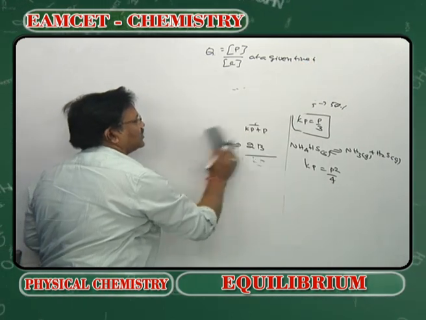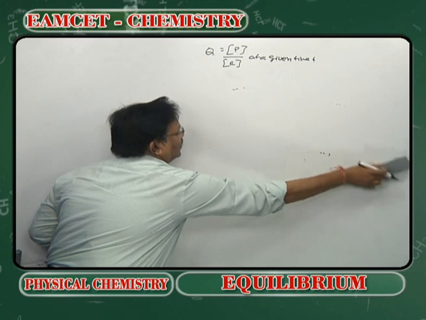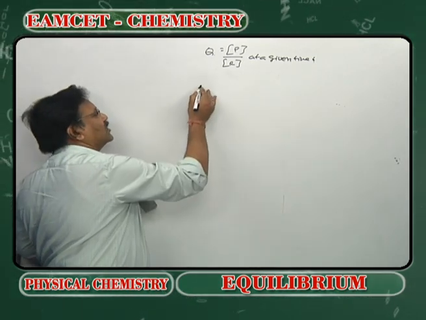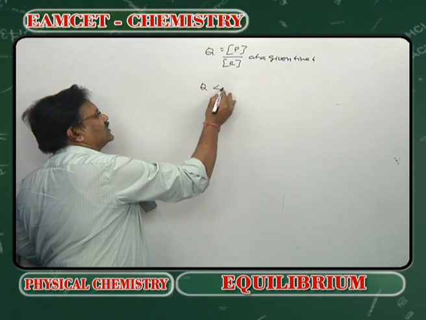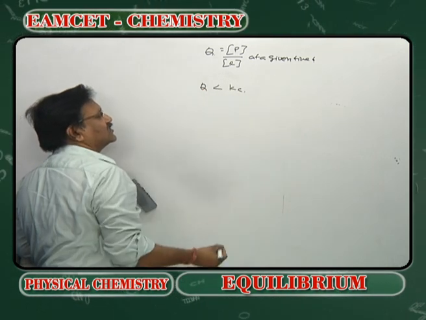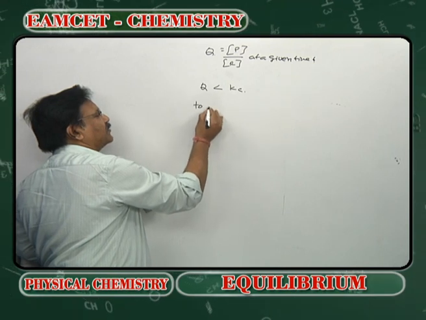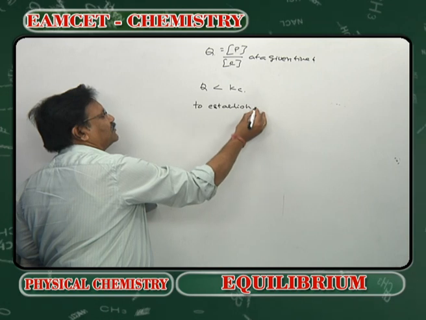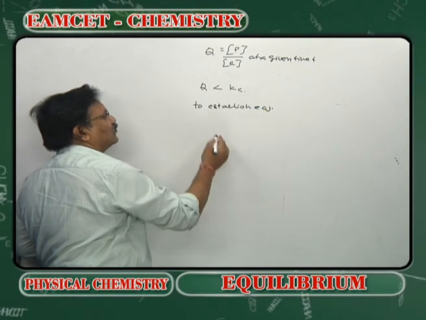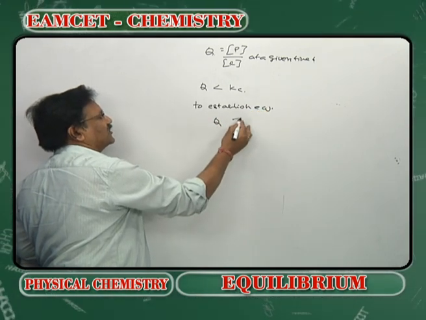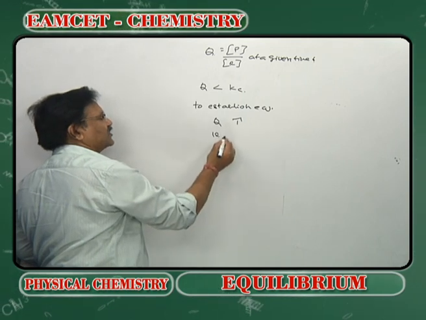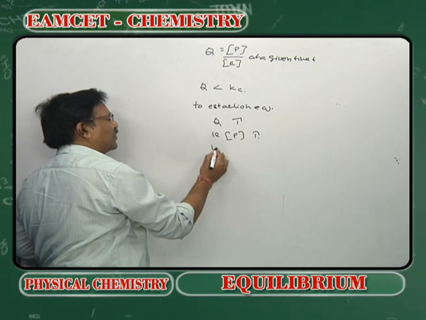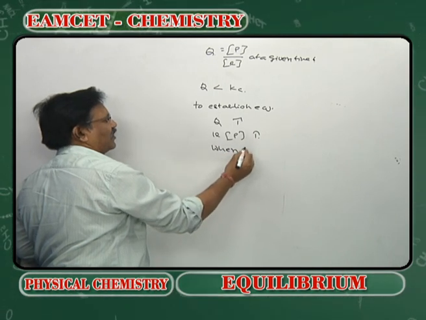So what is the relation between the reaction quotient and the equilibrium constant? If Q is less than Kc, to establish equilibrium, Q value must be increased. That is, product concentration should increase, which can happen only when the forward reaction is favored.